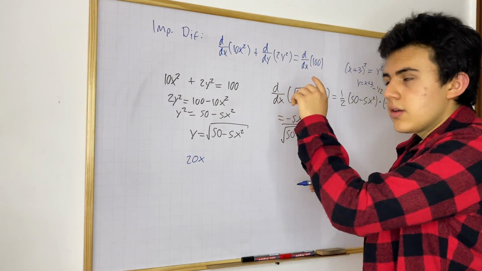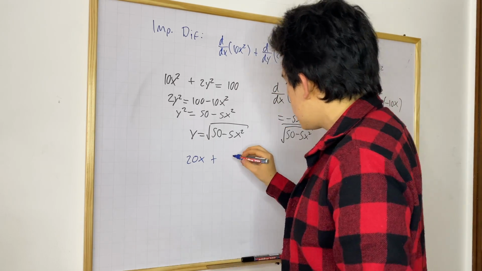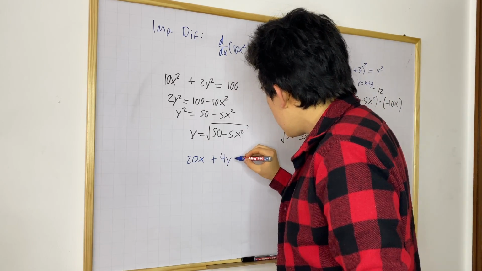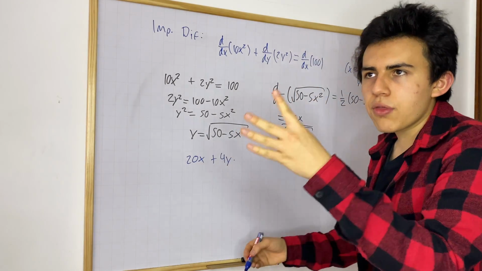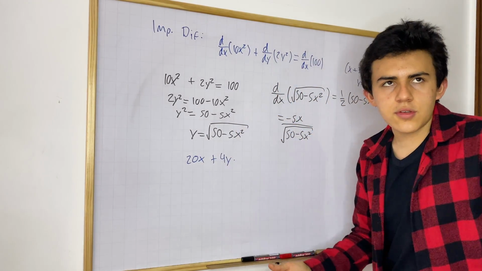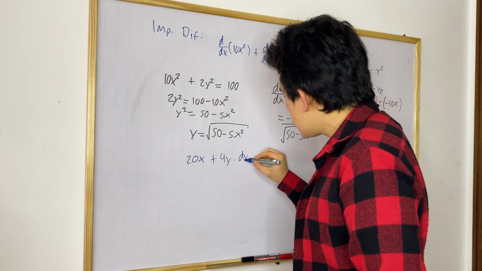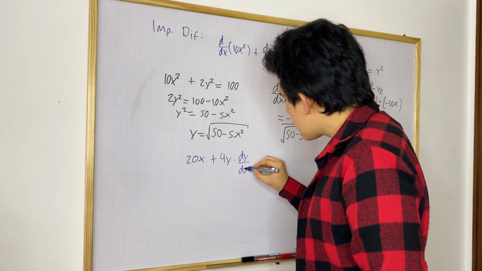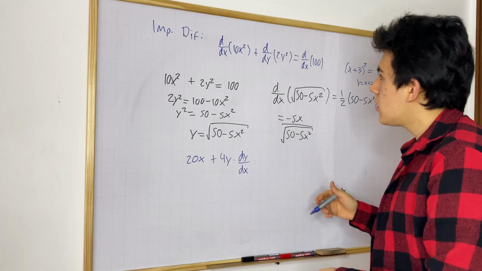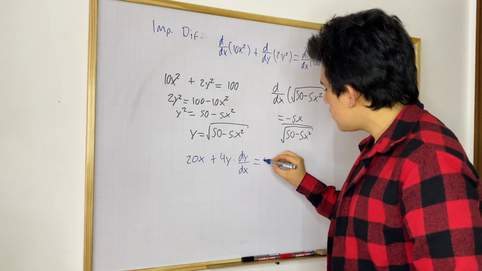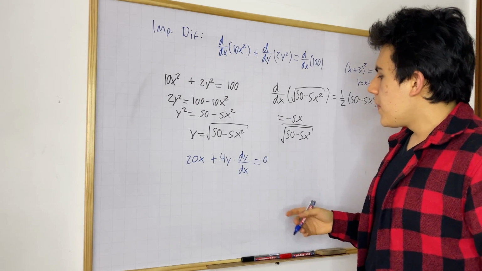Now in this case, just treat y as if it was x. So you're going to have 4y times, and now what is the derivative of y with respect to the function it is in terms of? That is simply going to be times dy over dx, okay? Because we know y implicitly is in terms of x. And this is all going to be equal to 0 because the derivative of 100 is just going to be 0. Now we have this.